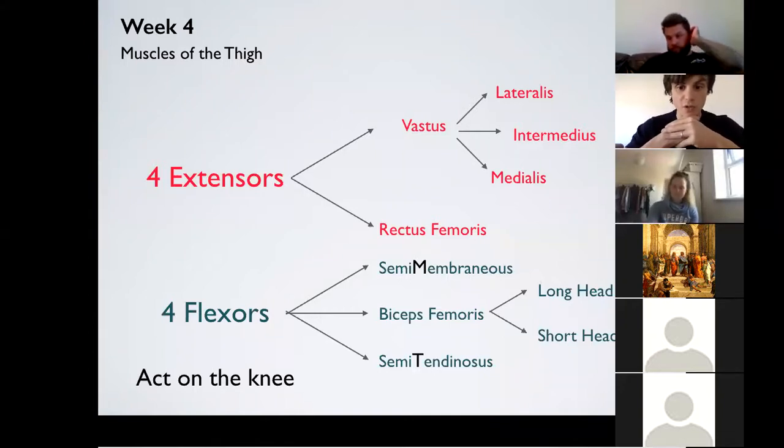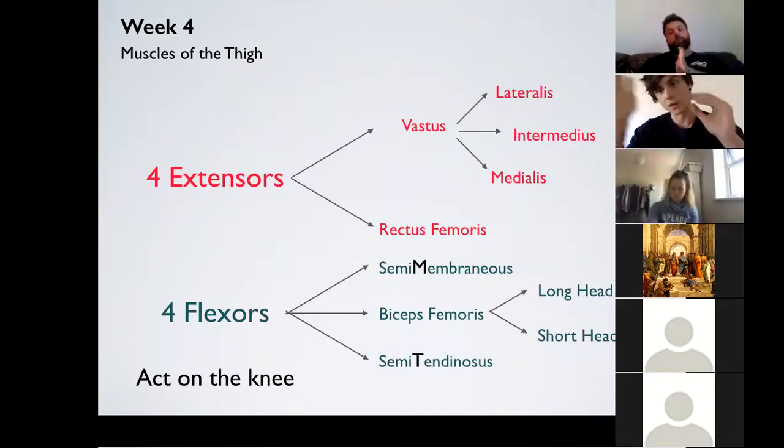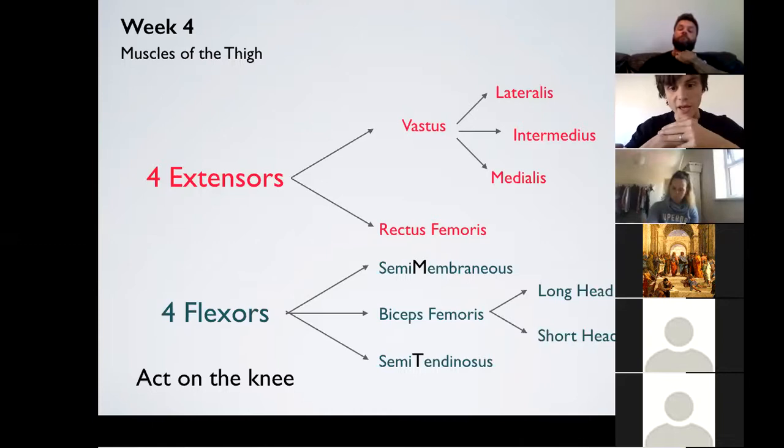In terms of the actual structure and what they do, biceps femoris is a little bit more lateral, which means that it has some external rotation capabilities in a flexed hip position in terms of joint management.